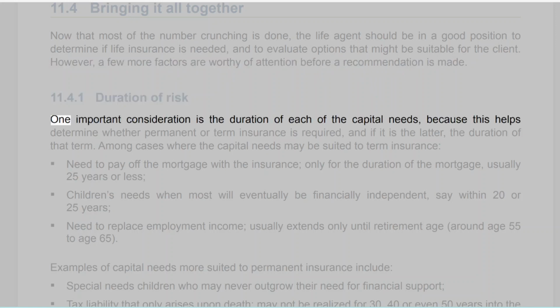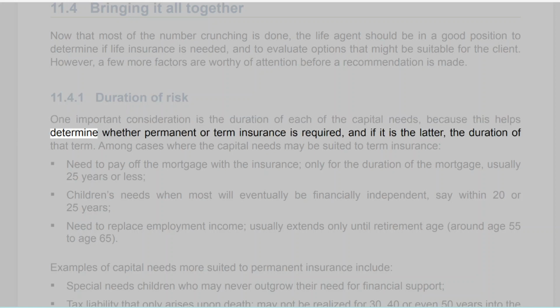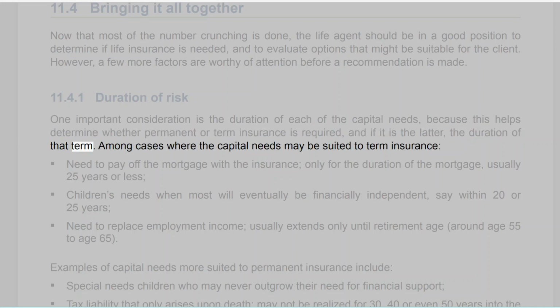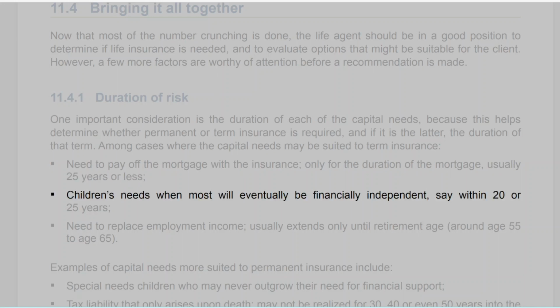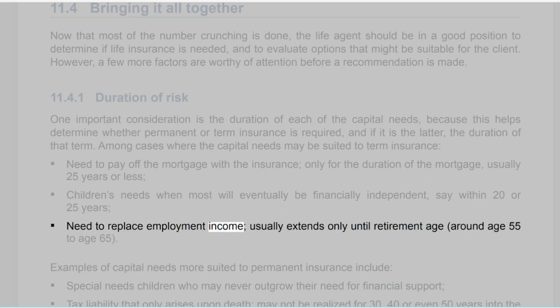1.4.1 Duration of risk. One important consideration is the duration of each of the capital needs, because this helps determine whether permanent or term insurance is required, and if it is the latter, the duration of that term. Among cases where the capital needs may be suited to term insurance: the need to pay off the mortgage with the insurance, only for the duration of the mortgage, usually 25 years or less; children's needs, when most will eventually be financially independent, say within 20 or 25 years; and the need to replace employment income, usually extends only until retirement age, around age 55 to age 65.